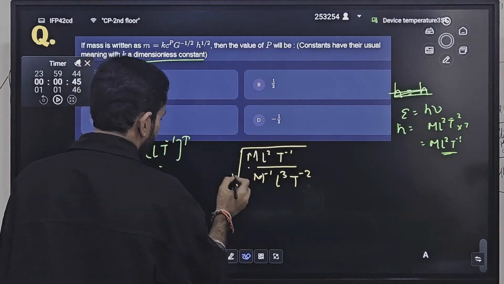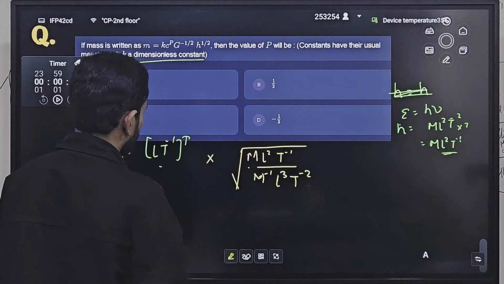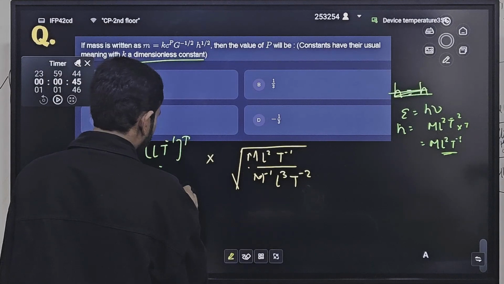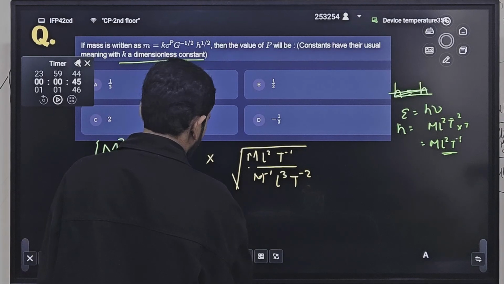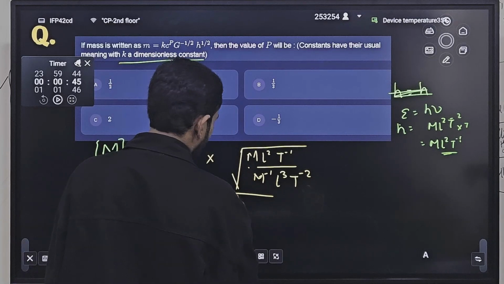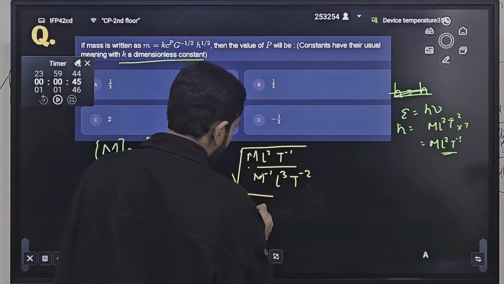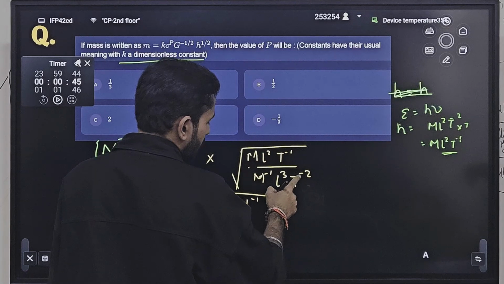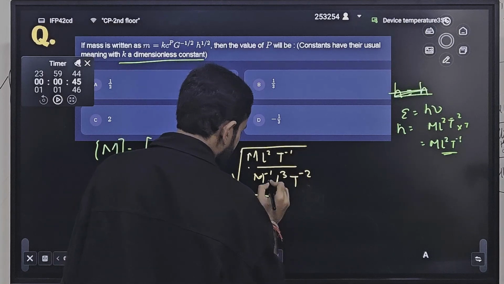And here it is in multiplication. Now check what you can do. Firstly solve this inside. L T minus 1 power P is already there, and here what will it become? Root under M square, M square will just be written as M. Here what can you say? L power minus 1 because it is given in the numerator, and here it will become minus 2, it will become plus 2 minus 1, it will make it T.